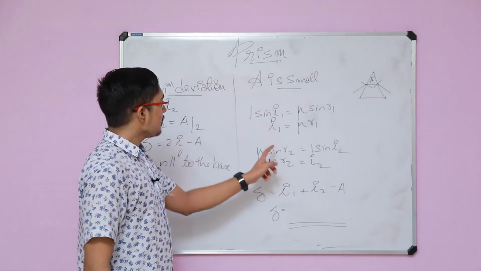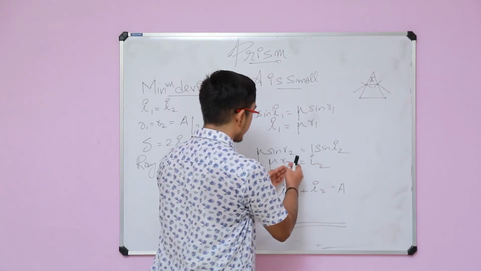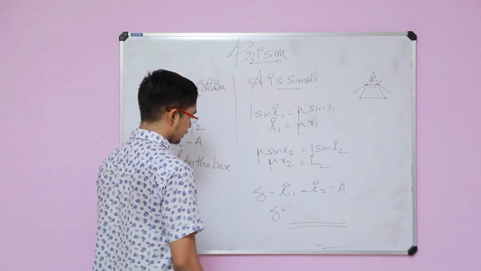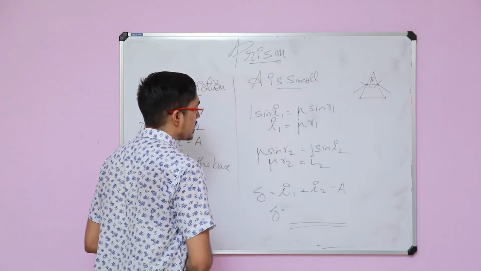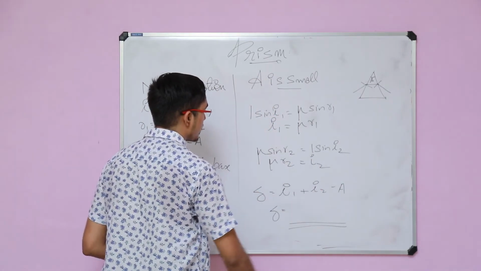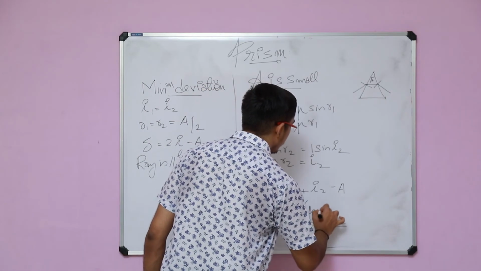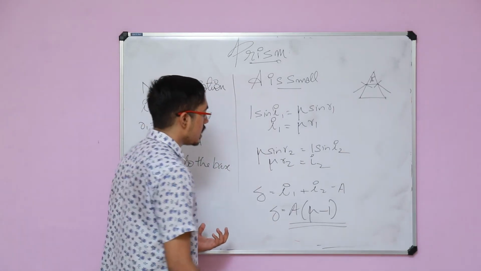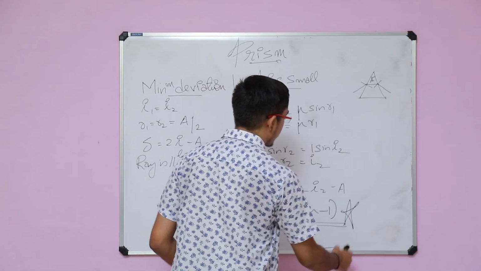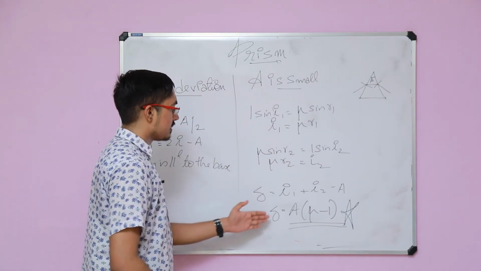So in place of I1, I will be substituting mu times R1 here, and in place of I2, I will write mu times R2 here. So just substituting these two things in this particular equation, I will get delta is equal to A multiplied by mu minus of 1. So this is a very famous equation that you can apply for solving many questions. In the question it will be mentioned that it is a small prism, and that is how we will be applying this.